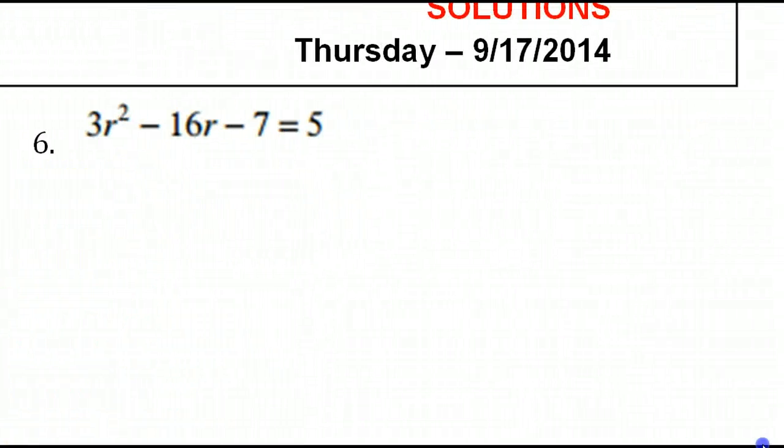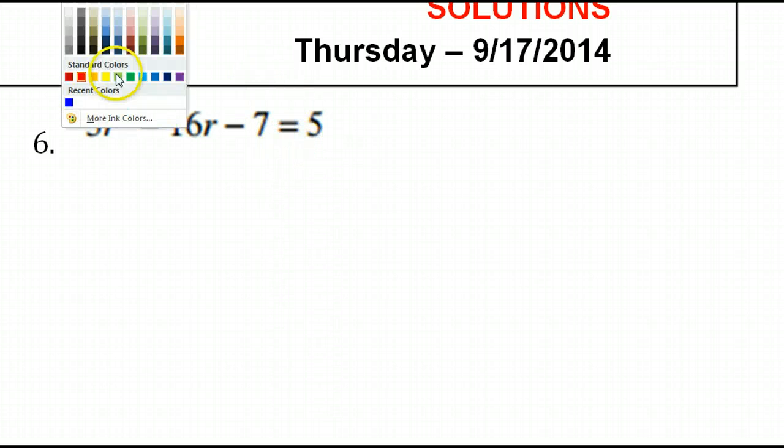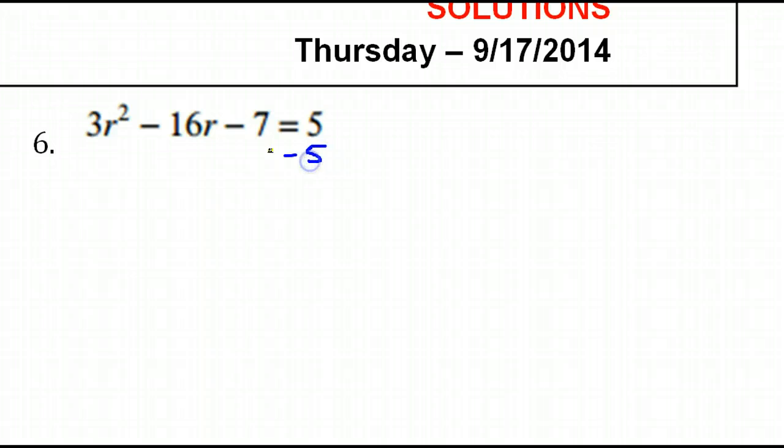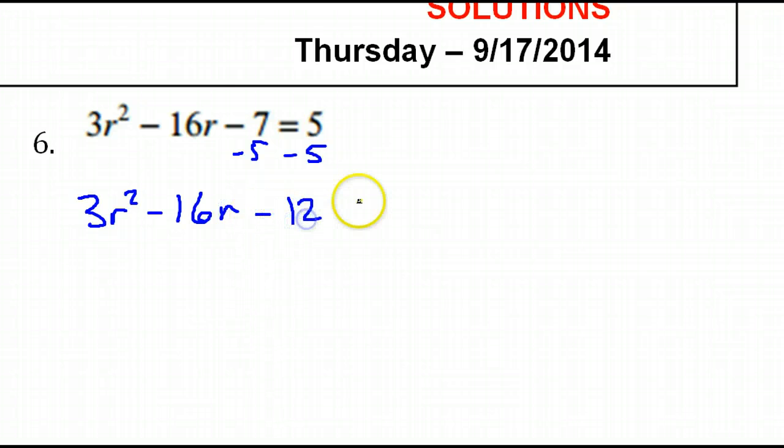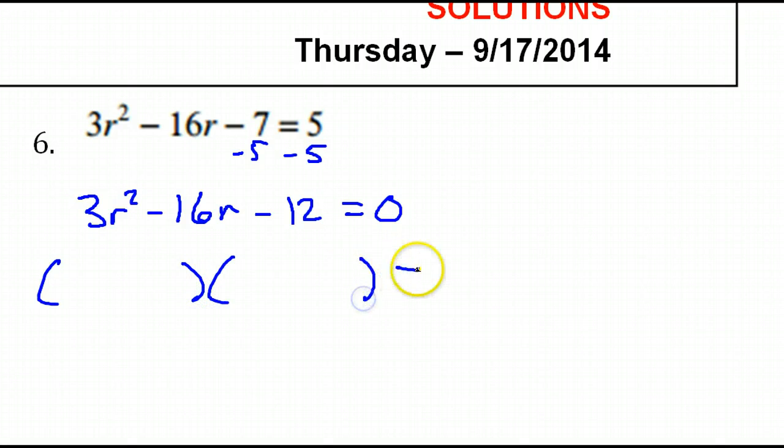Okay? Number 6. Again, we need 0 in order to use the zero product property. So let's get 0 over here by subtracting 5 from both sides. So that's going to give me 3r squared minus 16r minus 12, okay, equals 0. I'm looking for a common factor. There isn't one. So let's go ahead and factor this as a binomial times a binomial.